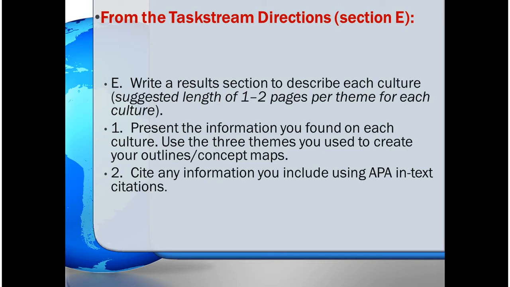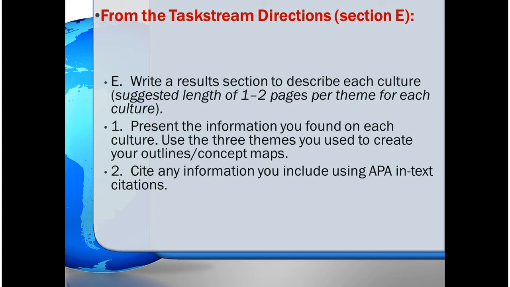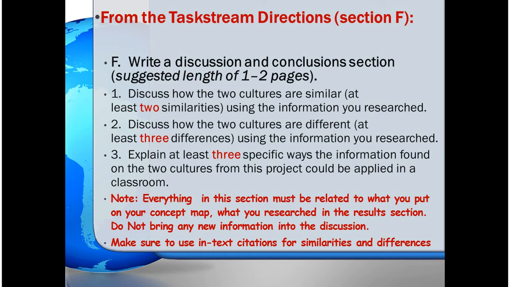So that's very, very important. Make sure that you're up on the APA methods of in-text citation so that you don't have a problem with that. Once we've completed writing section E, both parts of it, culture A and culture B, then we'll move on to section F. And again, from the task stream directions, this is the verbiage that's used.